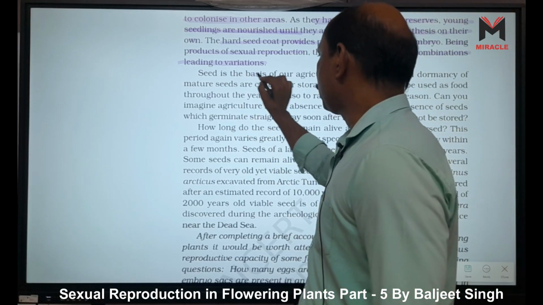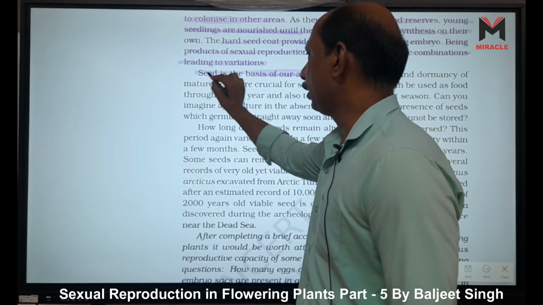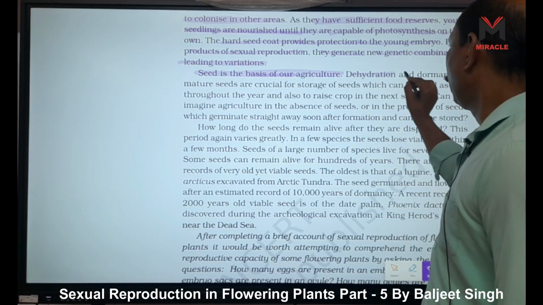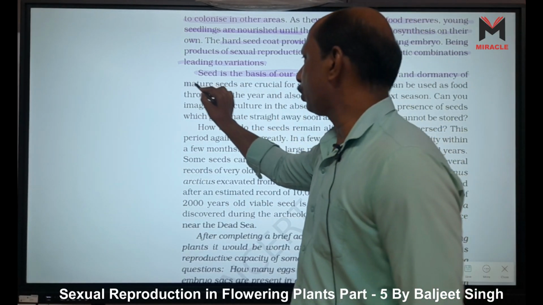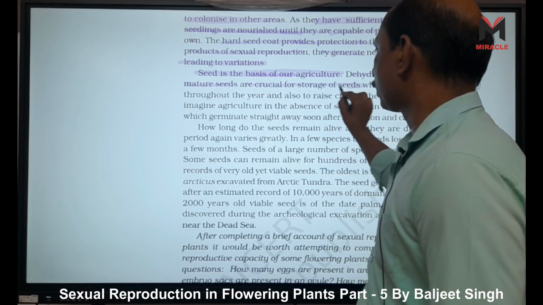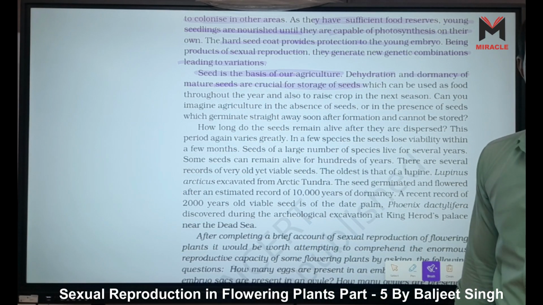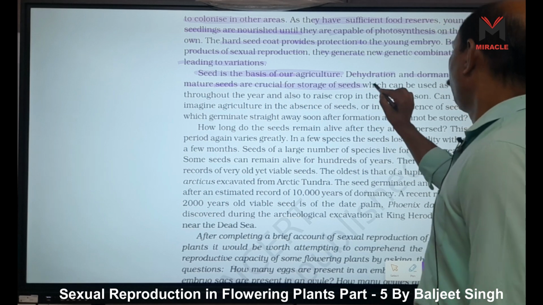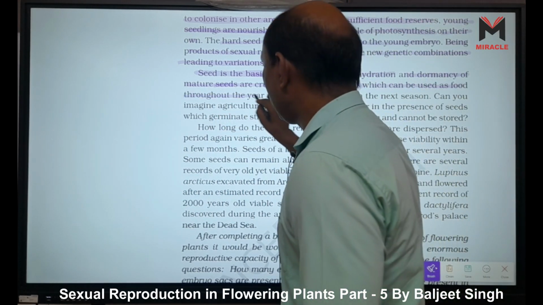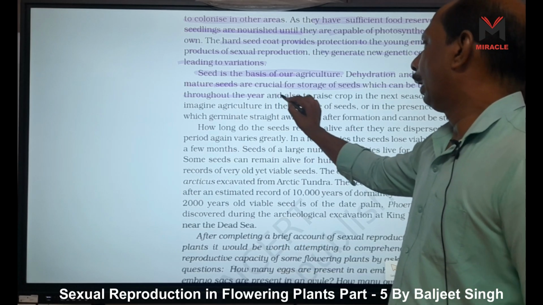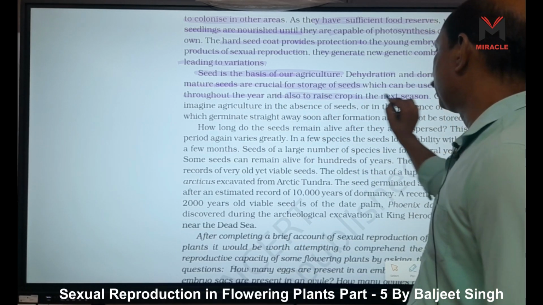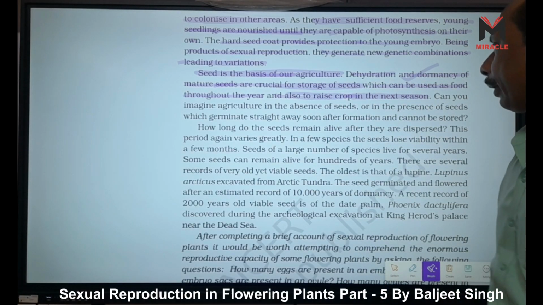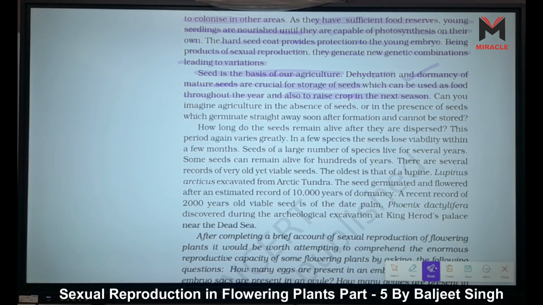Now, seed is the basis of our agriculture. Why is seed the basis of our agriculture? Because of dormancy. Dehydration and dormancy of mature seeds are crucial for storage of seeds. We can store these seeds for many years. Stored seeds means the grains which we eat, right? They can be used as food throughout the year and also to raise crops in the next season. Due to these two characteristics, dehydration and dormancy.